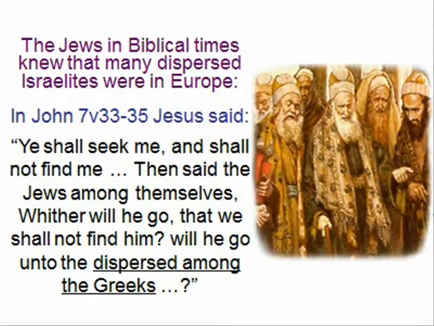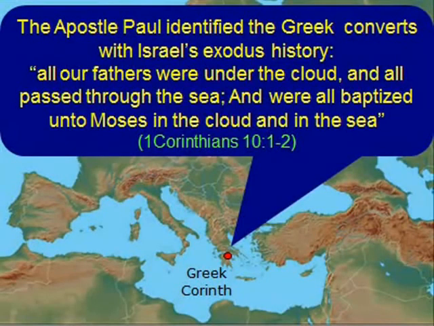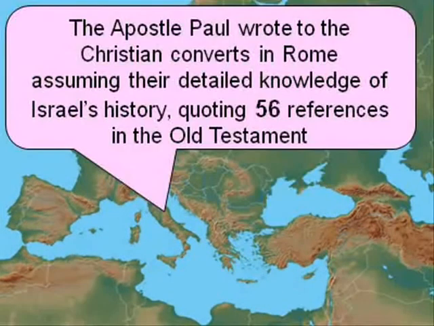The Apostle Paul identified the Gentile Greek converts with Israel's Exodus history. All our fathers, he said, were under the cloud, and all passed through the sea, and were all baptized unto Moses in the cloud and in the sea, in 1 Corinthians chapter 10. The Apostle Paul wrote to the Christian converts in Rome in a similar vein, assuming their detailed knowledge of Israel's history, quoting some 56 references in the Hebrew Old Testament.